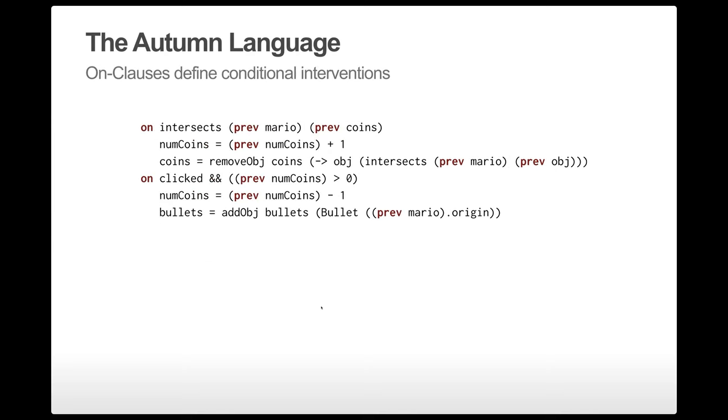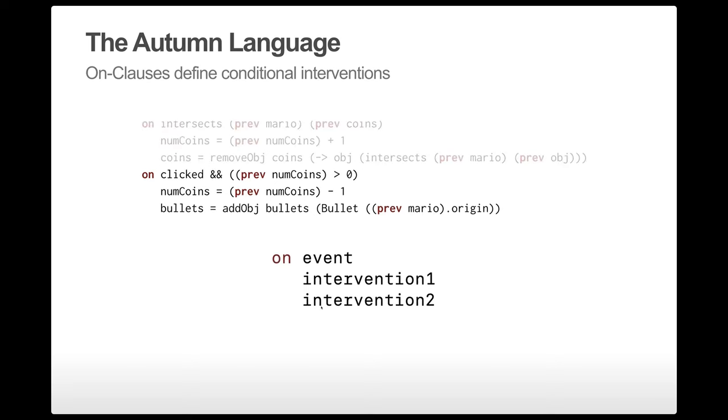Then we have what we call on clauses. These are basically interventions. They say, on some event occurring, apply some intervention to the world or apply some change. And so that's basically the Autumn language. It's very simple. One of the things that we have in Autumn is that we can look back into the history, the previous values. And so we can make the current state a function of the past states, just in the same way that you would write a recurrence relation in math.